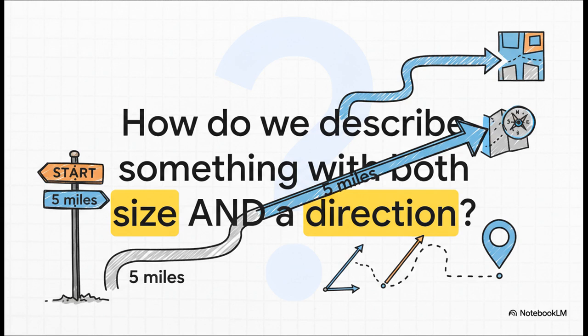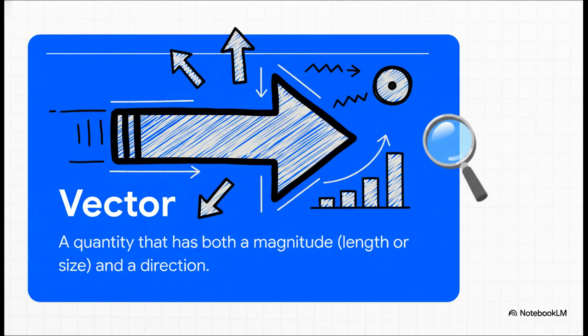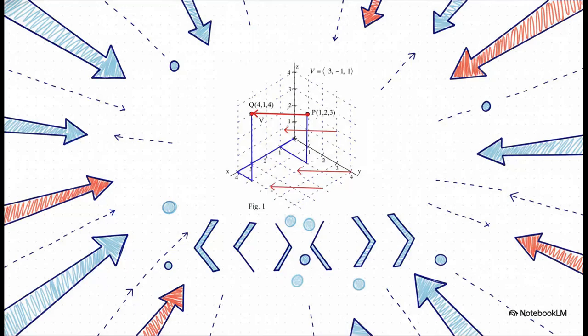And that is the exact problem vectors were created to solve. And here it is, the solution, a vector. You see, it's not just a plain old number, which, by the way, in this context we call a scalar. A vector is a package deal. It always contains two crucial pieces of information. Its magnitude, which is just a fancy word for how much, and its direction, or which way. Visually, it's super simple. A vector is just an arrow. The length of the arrow tells you its magnitude, and the way it's pointing, well, that's its direction.